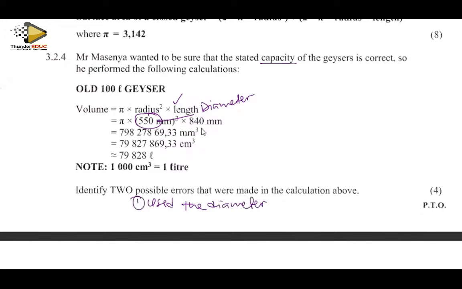Number two, when you look at these values here, if you're to change millimeters cubed to centimeters cubed, you're supposed to divide by 1,000. So when you divide by 1,000 here, you don't get this. So this was another mistake. It was about conversions. Those were the two mistakes.